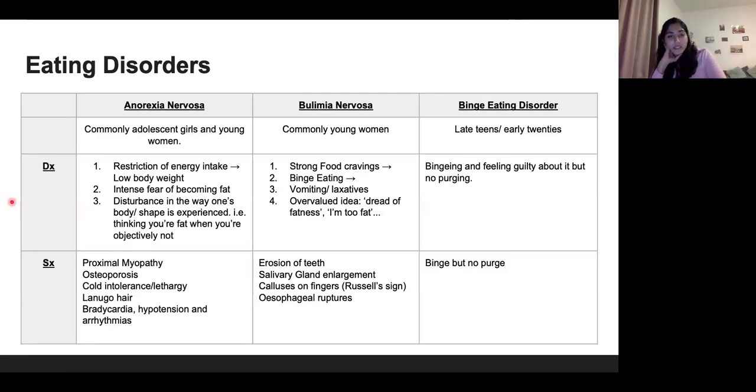So a little bit about eating disorders. So anorexia is sort of your triad of restriction, fear of becoming fat, and also body dysmorphia, so they don't really see how they really are.